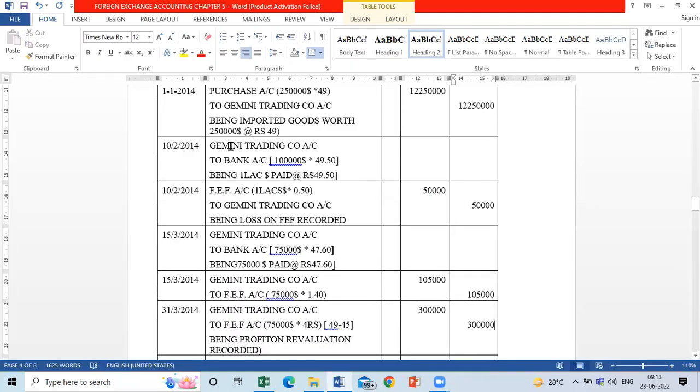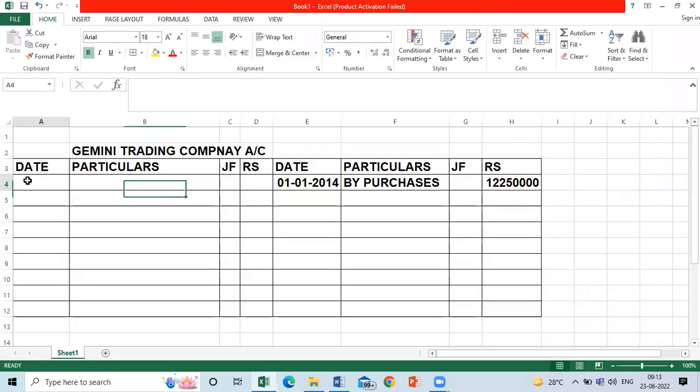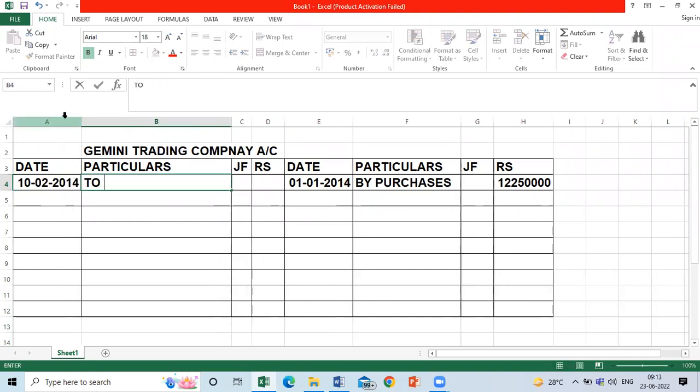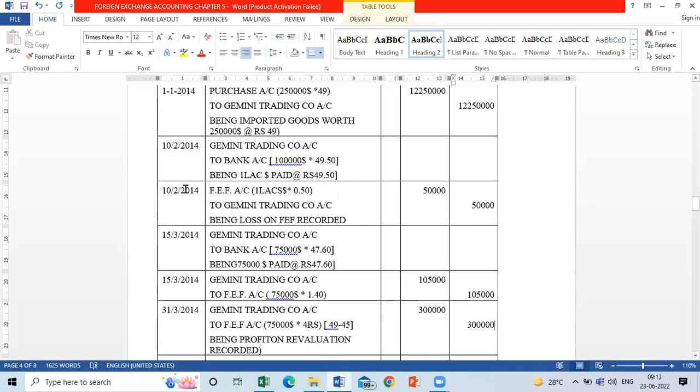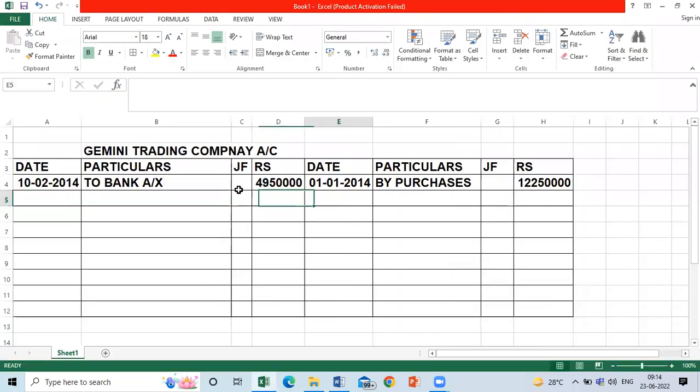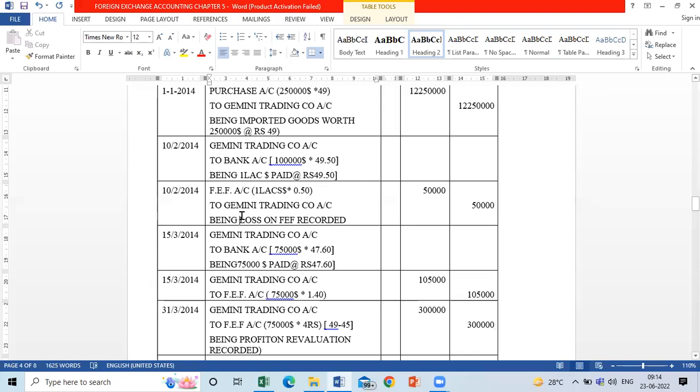In the second entry, on 10th Feb you have debited the Gemini Trading Company account. So 10th Feb 2014, to bank account, 49,50,000. And in the third entry, on 10th Feb, the Gemini Trading account is credited and foreign exchange fluctuation is debited. 10th Feb 2014, by foreign exchange fluctuation account. You have to write it in full in the exam, no shortcuts. 50,000. Any doubt?